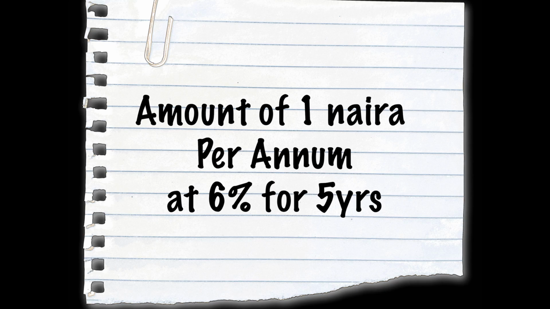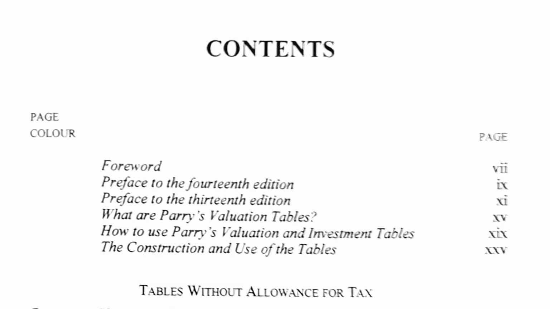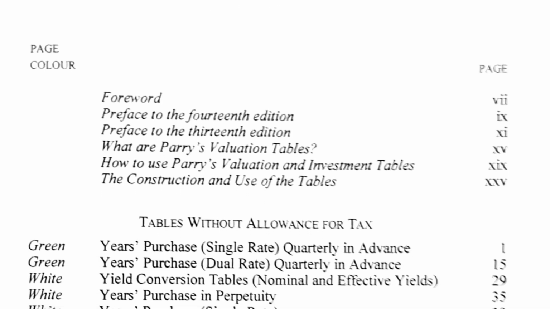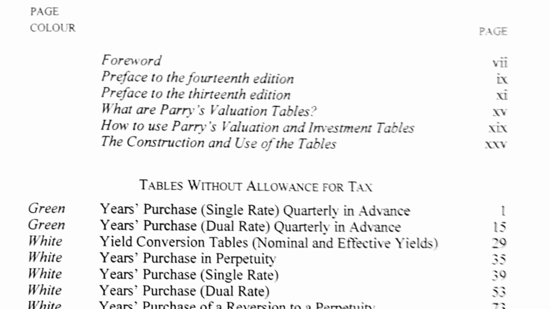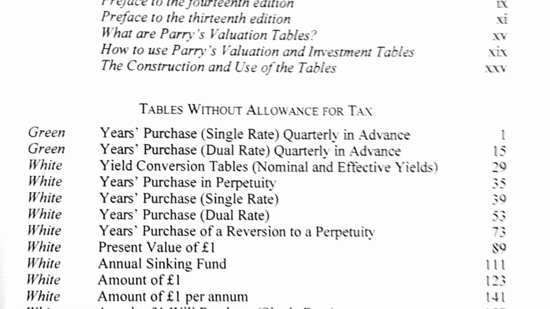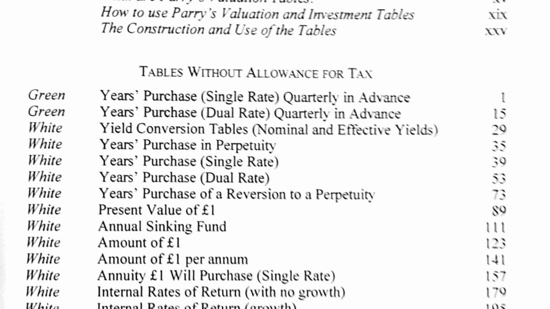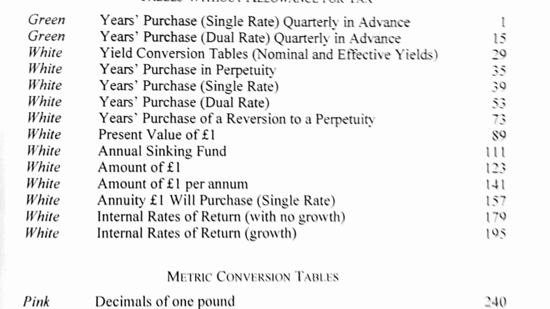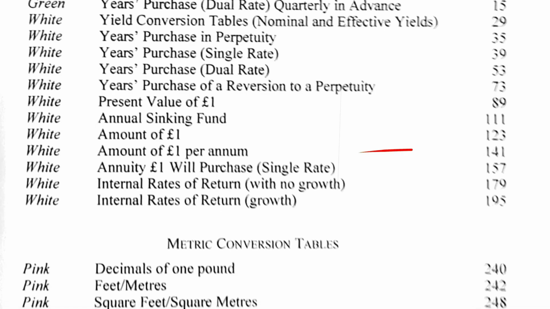But then, once again, we move to our content page to see where we can find the table for amount of 1 naira. And it shows us here that the amount of 1 naira table can be found on amount of 1 naira per annum. I'm sorry, there's a difference between amount of 1 naira and amount of 1 naira per annum. So the amount of 1 naira per annum table can be found on page 141. Okay, so that is this right here, page 141.